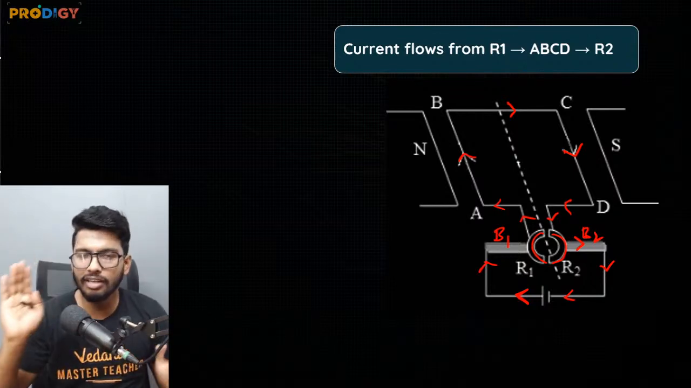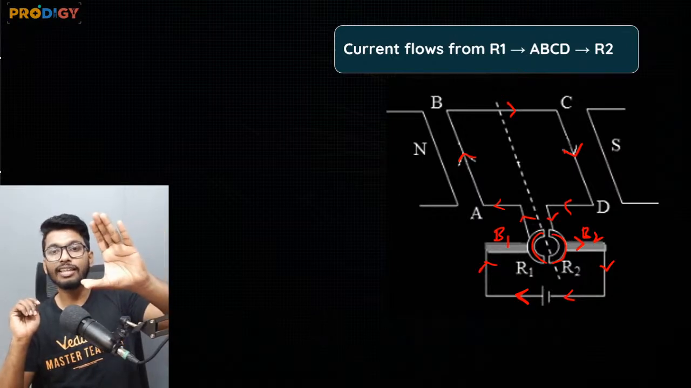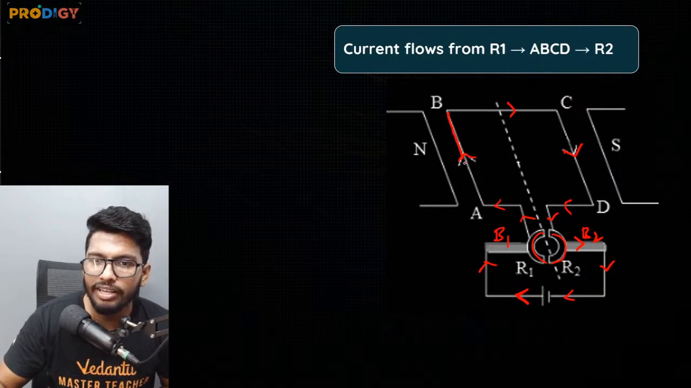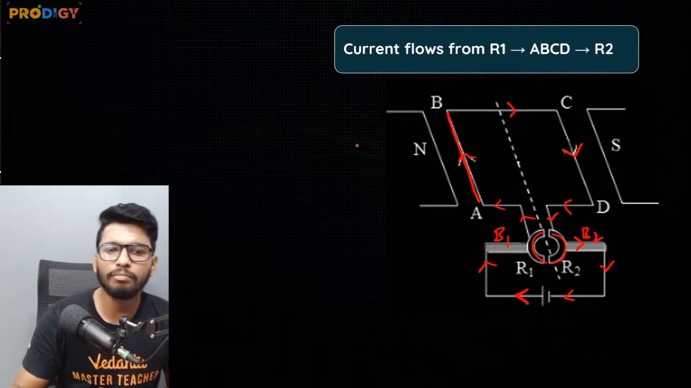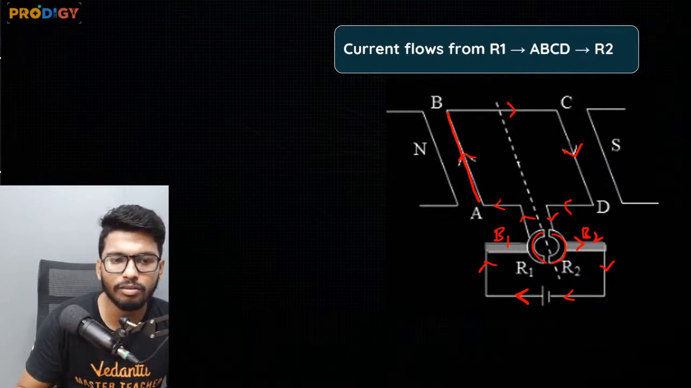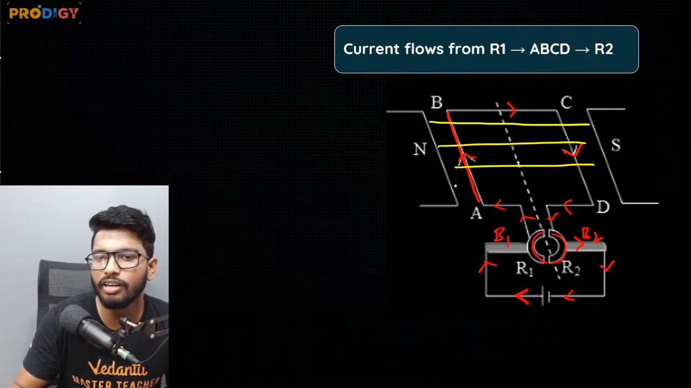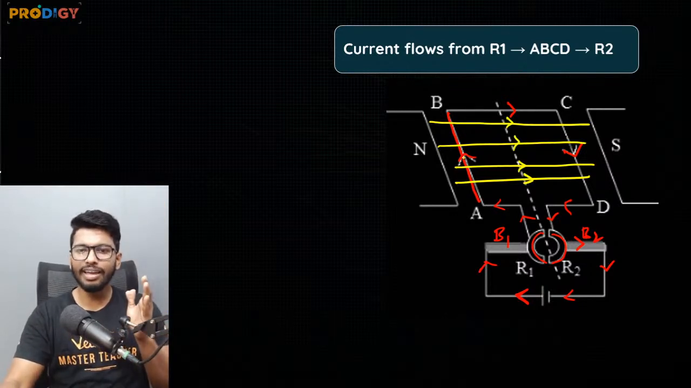So this is how the current is flowing now. What I want you to focus on is the armature coil AB. Focus on AB right now. If you look at it, the magnetic field always moves from north to south pole. So this is the direction of the magnetic field, going from north to south pole. Now, the current is traveling from A to B.